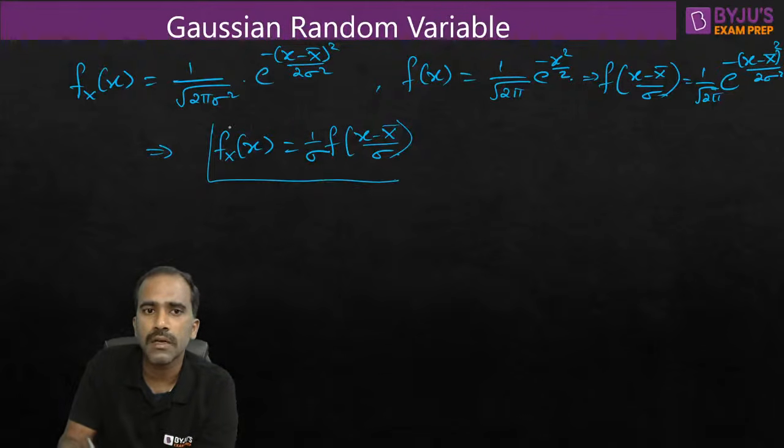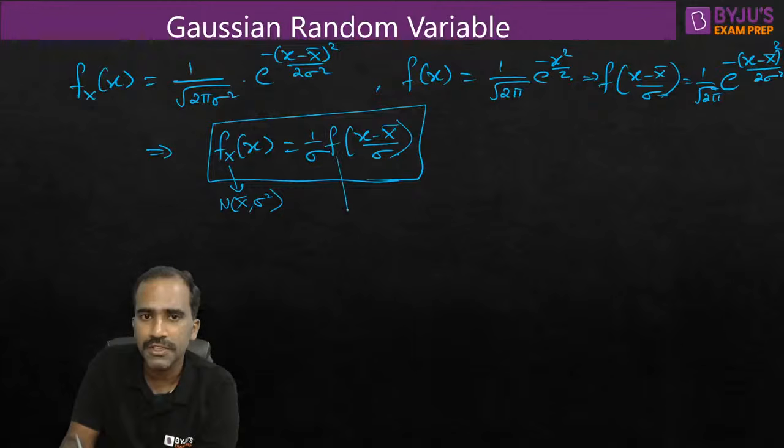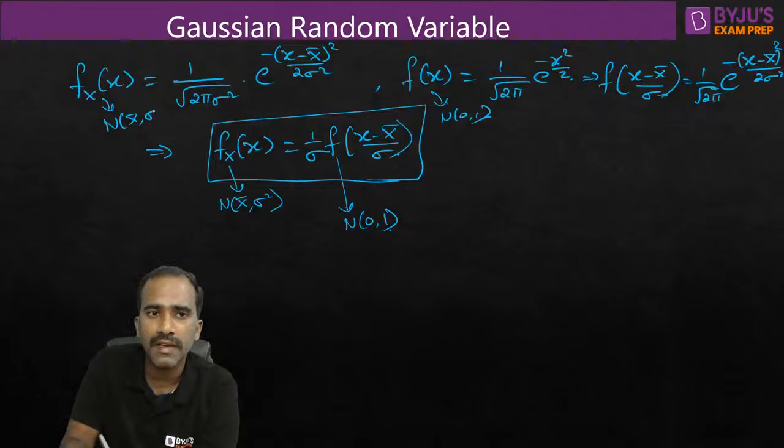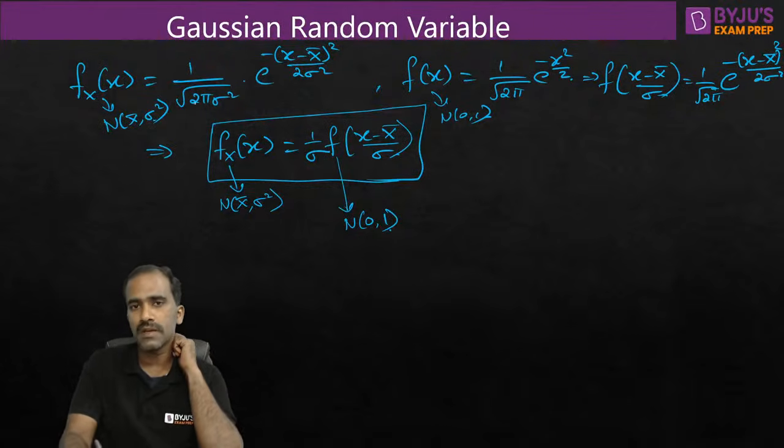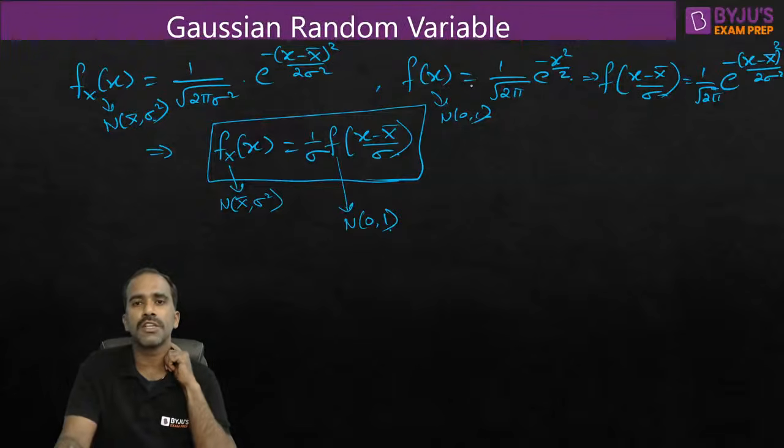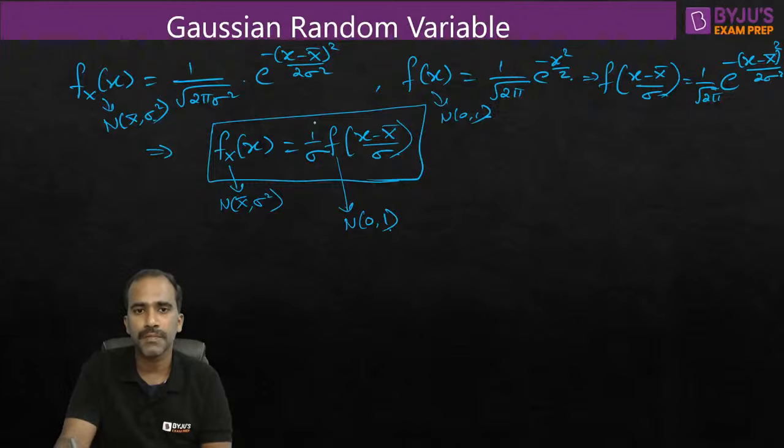So this is the relation between this Gaussian function with mean x bar and variance sigma square, and here the f function represents a normal distribution with mean 0 and variance 1. This is a normal distribution with mean 0 and variance 1, whereas this is a Gaussian distribution function with any mean x bar and any variance sigma square. So I am trying to establish a relation between two Gaussian functions. One is with any mean and any variance, another one with mean 0 and variance 1 unit. So this is the relation.